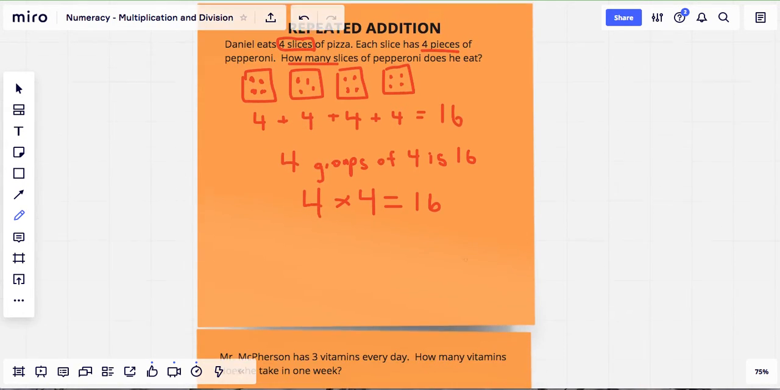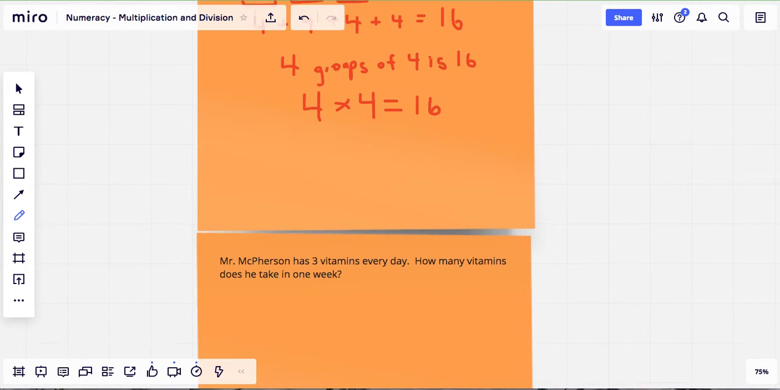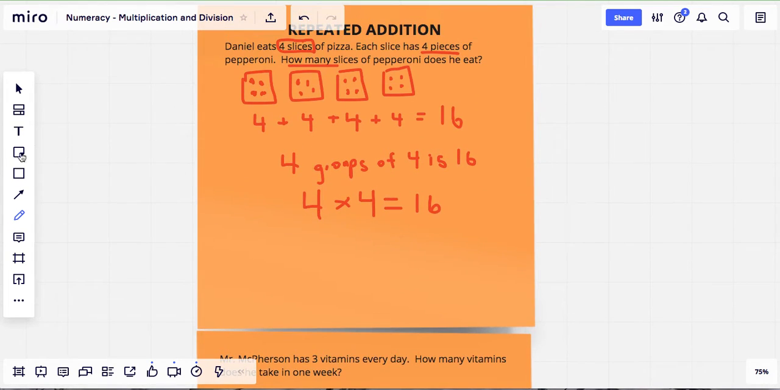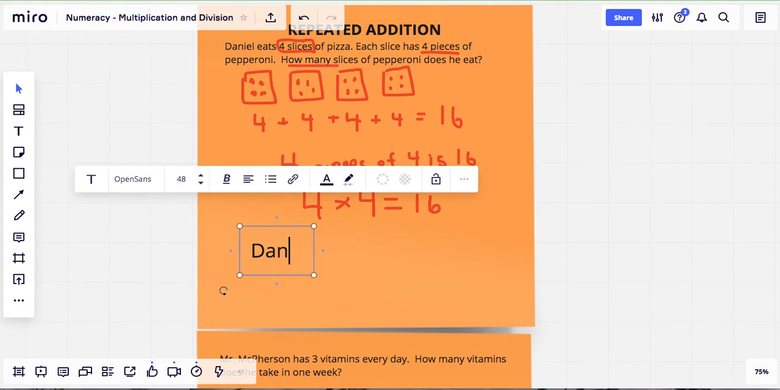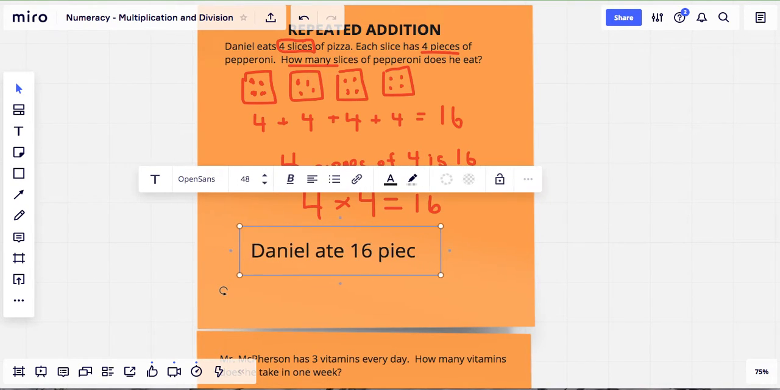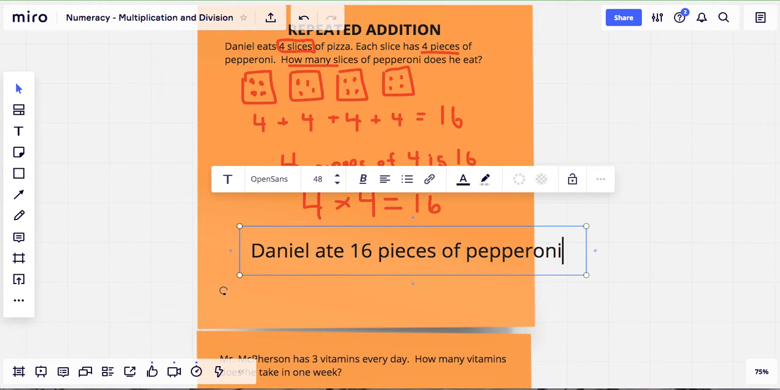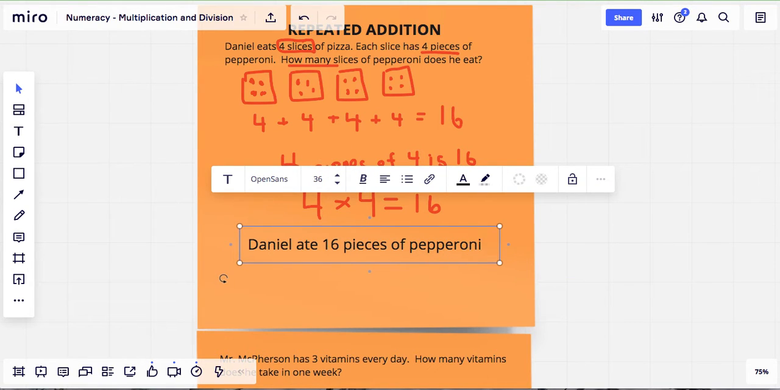Let's look at another problem. So before we go down, let's just put in our final sentence here. So we know that Daniel ate 16 pieces of pepperoni. All right, Daniel ate 16 pieces of pepperoni.